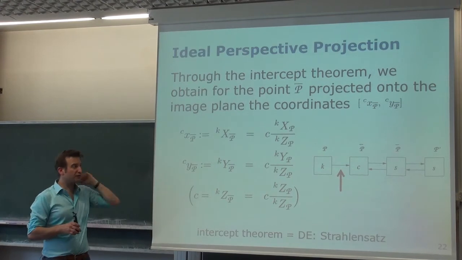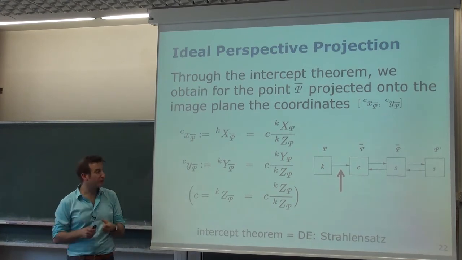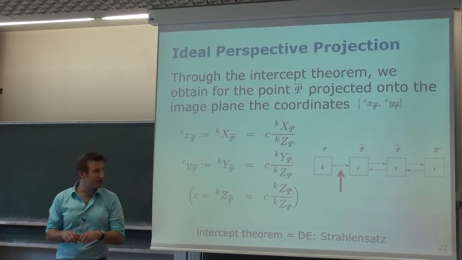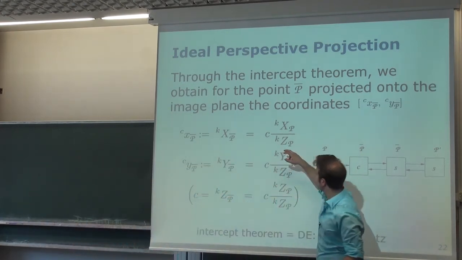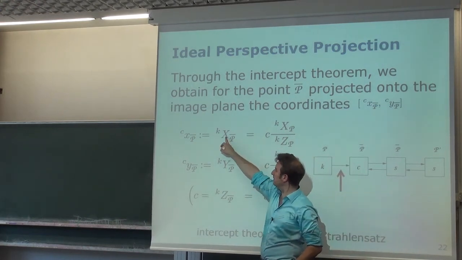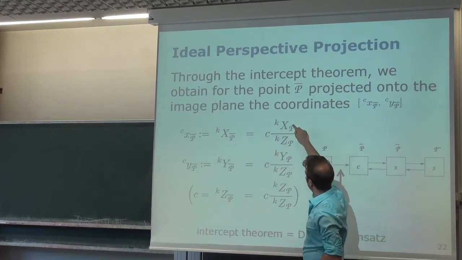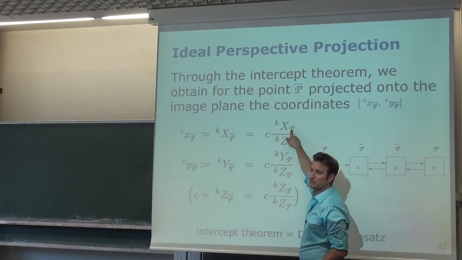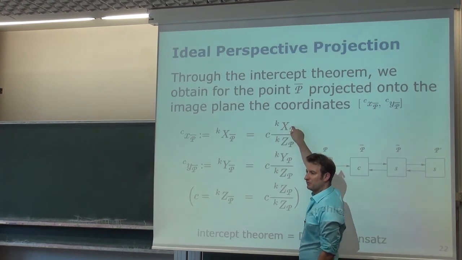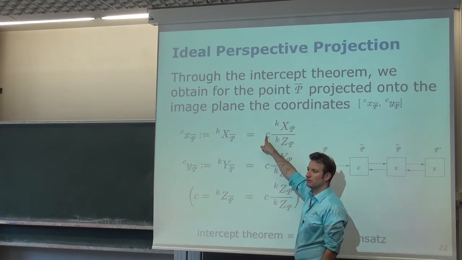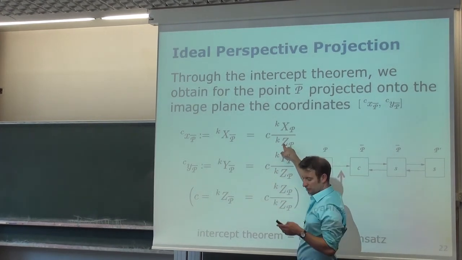Okay, so let's go through the projection. The projection is directly obtained through the theorem of intercepting lines, or Strahlensatz, as we have done that already in the matching chapter for a single camera. So we have our point in the camera coordinate system. Where this point is mapped to depends on the camera constant, and it depends on the distance of the point to the camera, so that coordinate.